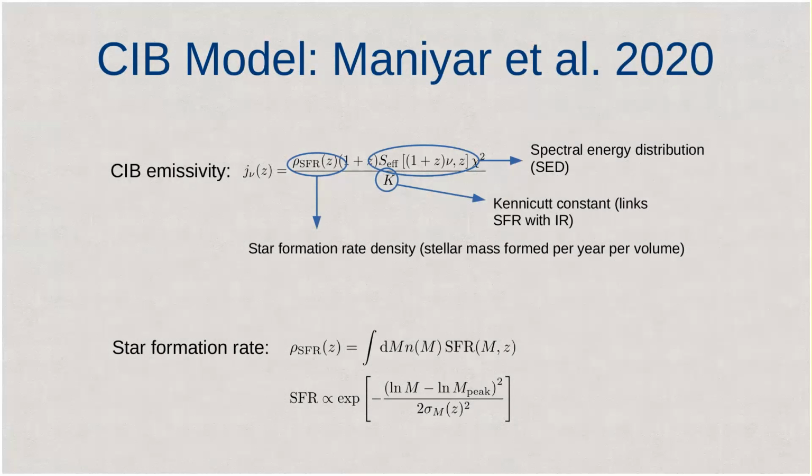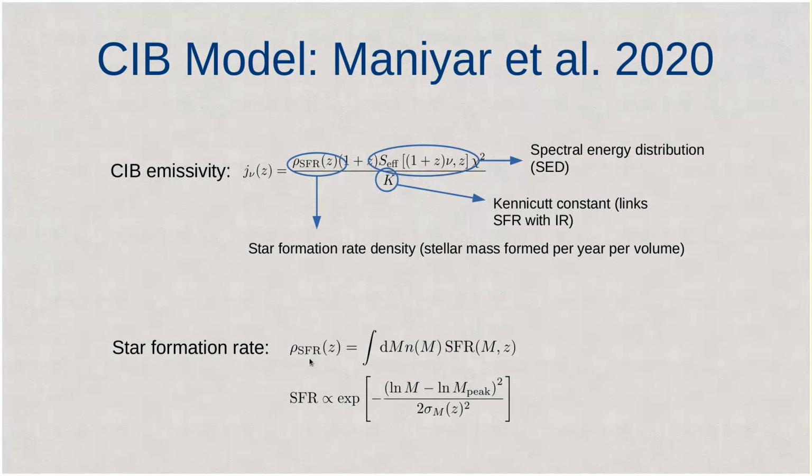The model for the CIB here is the one proposed by Maniyar et al., which links the CIB emissivity with the star formation rate density and the spectral energy distribution of dust. Here, j_nu is the CIB emissivity, which depends on redshift. The rho_SFR is the star formation rate density, defined as stellar mass formed per year per volume. And the SED is the spectral energy distribution of dust, which depends on the dust thermodynamic properties, including temperature and other things. And K is the Kennicutt constant, which links SFR with the infrared radiation.